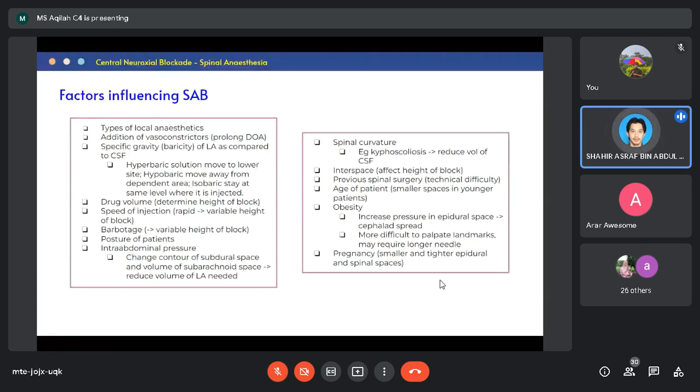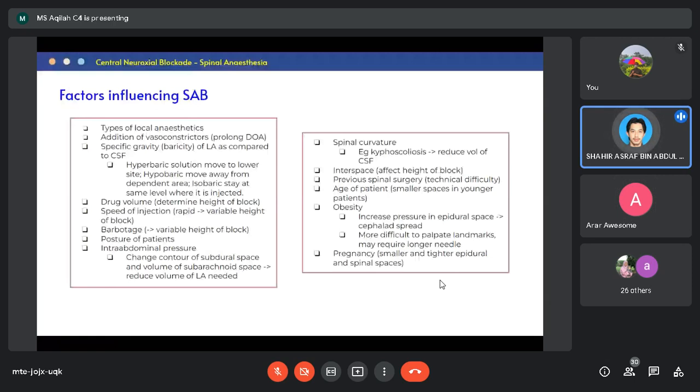So for that situation, you need to use hypobaric or normal marking. If you are able to position the patient with the operation site on the dependent area, or you do it in the sitting position, then you can give hyperbaric solution. Because we often use the sitting position, we often use heavy marking, the hyperbaric solution. The addition of vasoconstrictor is not for spinal anesthesia. It is more for epidural rather than spinal anesthesia. And yes, we can have adjuncts for spinal anesthesia, but they must be without preservative.